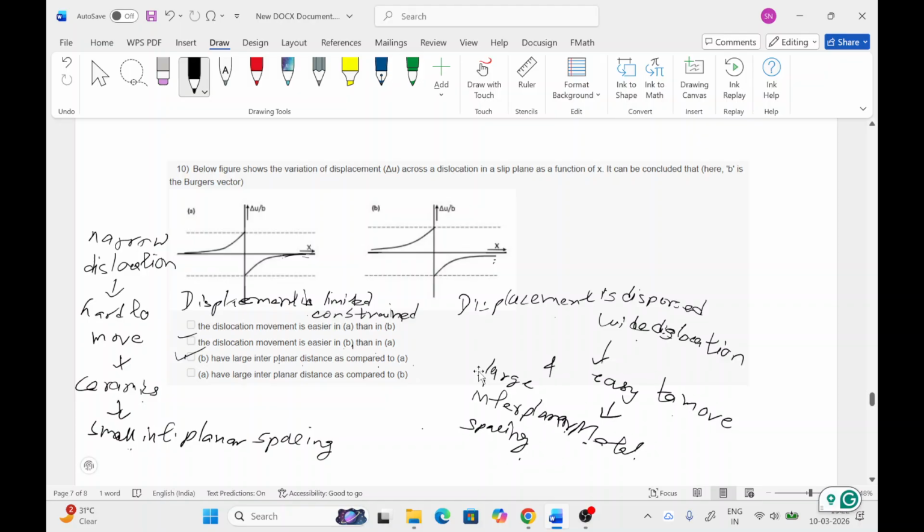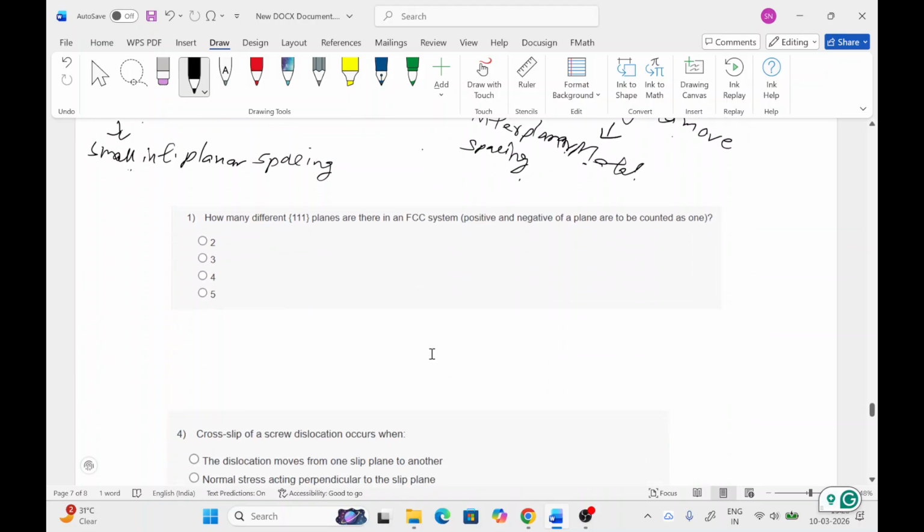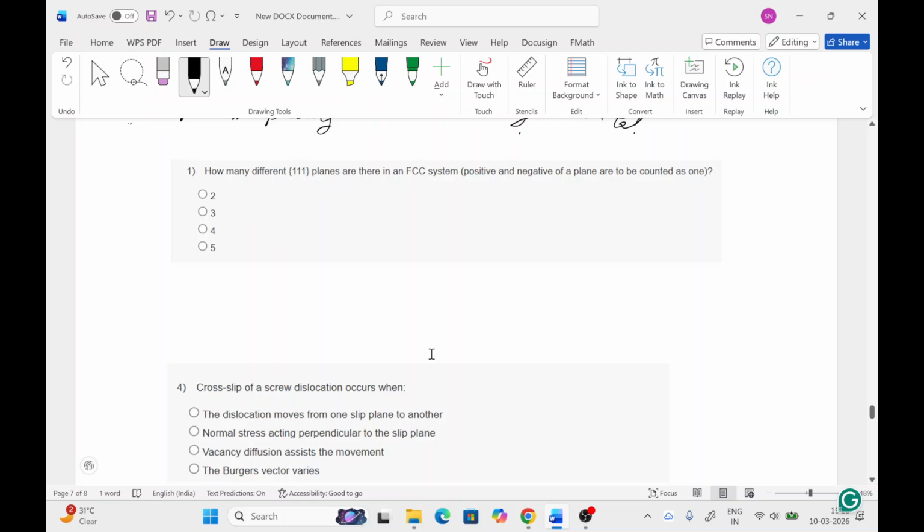Yeah, so this is the 10th question. Next question is how many different 111 planes are there in an FCC system? So for the FCC system, 111 planes are of four types. So four different 111 planes are found in the FCC system.